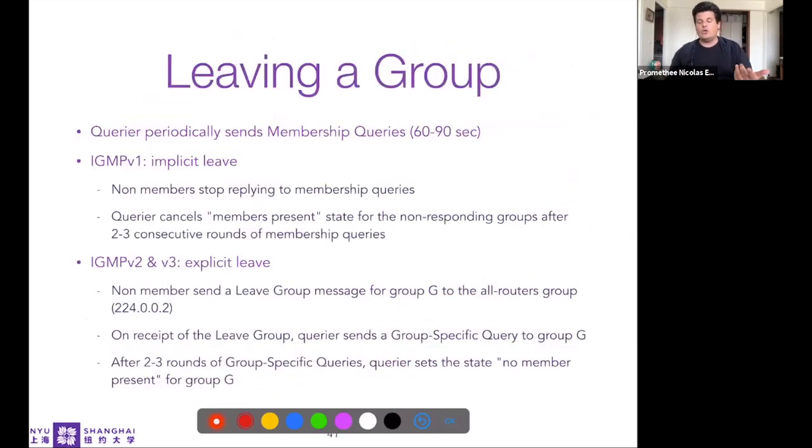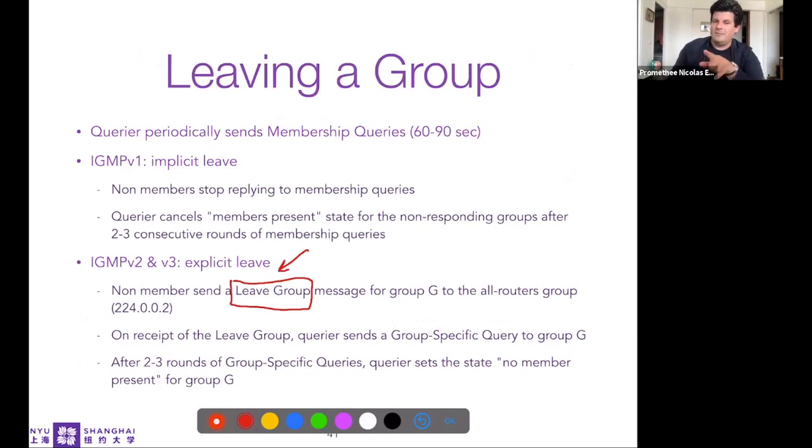You have no explicit way to indicate that somebody is leaving. So that's the reason with the version 2, we introduced a new message, which is a leave group message. What it means is that whenever I leave the group, I will send a leave message to the router to indicate to the router that actually I don't want to be a member anymore. But does it mean that there are no other members? No, maybe we still have other members.